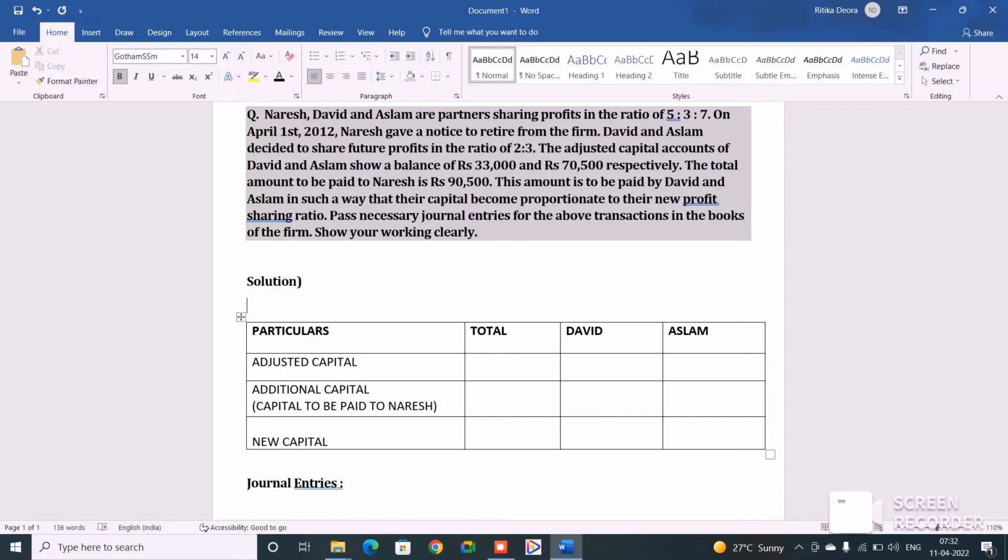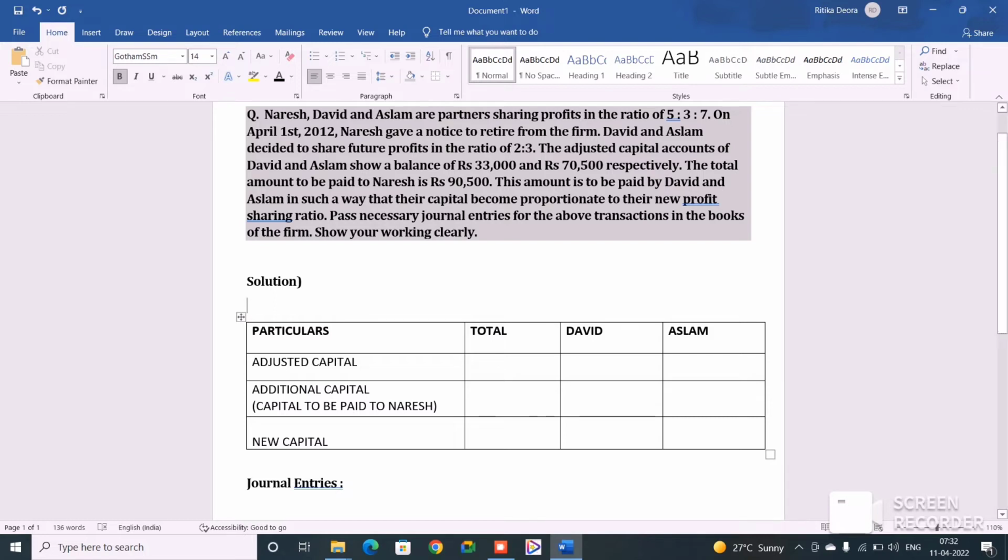He will simply be paid off his balance in the capital account, or that balance will be treated as a loan, but it won't create any alteration in the capital because he is going out of the firm. So that is why we will create columns only for the remaining partners, because what we have to calculate is the adjustment or the alteration in the capital of remaining partners.